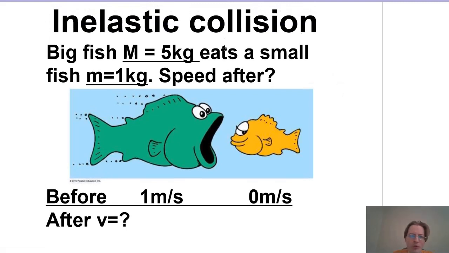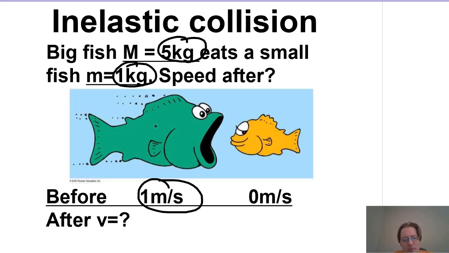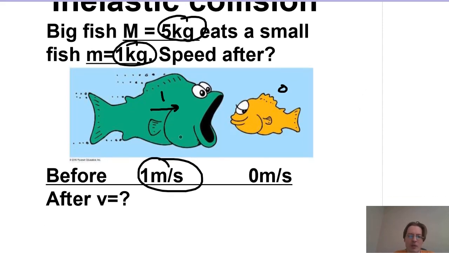Let's have some more examples of these inelastic collisions. A big fish, 5 kilos, eats a little fish, 1 kilo. The big fish beforehand has a velocity of 1. The little one is not moving, 0. It's at rest. Let's find the velocity after the impact.